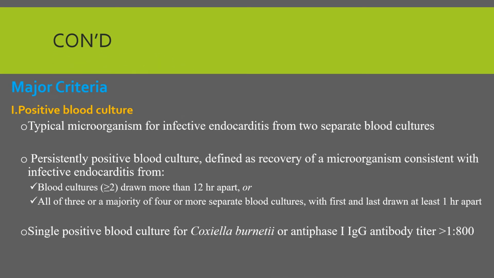Major criteria include positive blood culture. In this case, we say positive blood culture if there are typical microorganisms for infective endocarditis from 2 separate blood cultures as we have said above, and blood culture greater than or equal to 2 drawn 12 hours apart, or 3 or a majority of 4 or more separate blood cultures with the first and last at least 1 hour apart for microorganisms that are not the most common etiology. Also, presence of a single positive blood culture for Coxiella burnetii can give us a positive blood culture that fits a major criterion.